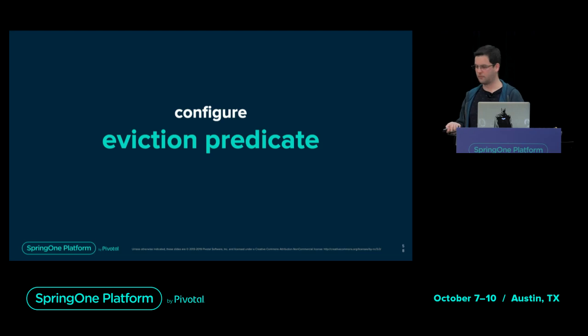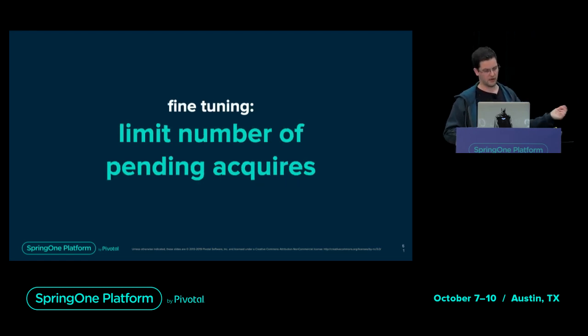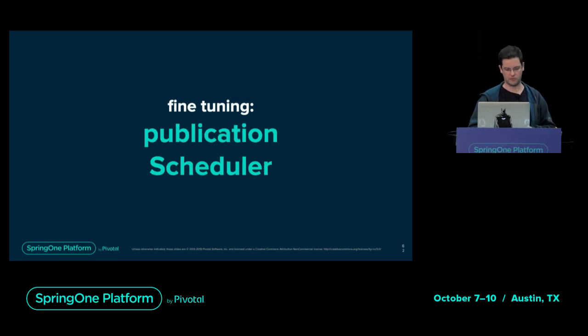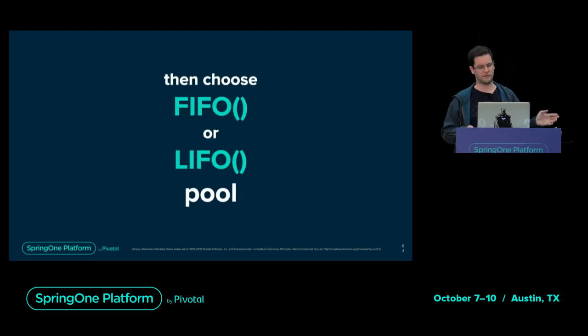You also configure an eviction predicate. So basically a way to test if an object, once you release it and it goes back to the pool, is recycled or is destroyed. And when it has to be destroyed, how do you destroy it in an asynchronous fashion as well? And then you can do some fine-tuning: clocks, metrics, limiting the number of pending acquires, etc., on which scheduler you want to publish, extra configuration. And at the end, you choose a flavor between FIFO and LIFO pool. So the first object that was allocated is the first out, or last used, first out.